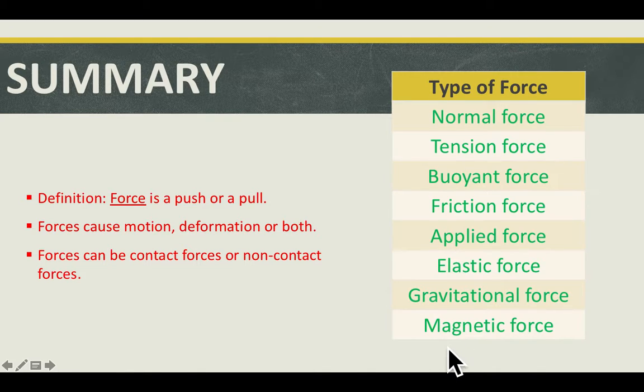The types of forces are listed along this side. You'll notice that centripetal force is not listed in this list. A centripetal force is a force that we will talk about. However, it's not a distinct type of force on its own.